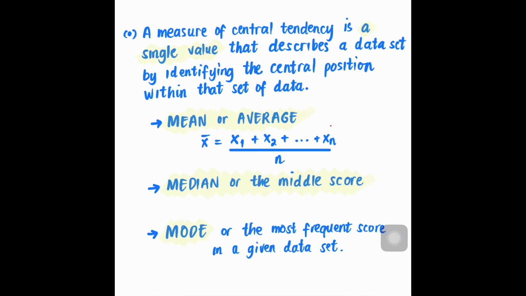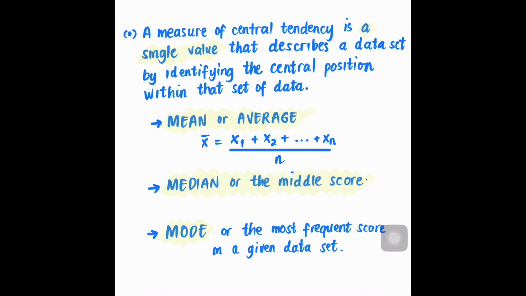So the formula in finding the mean or the average is mean equals x sub 1 plus x sub 2 plus all the way to x sub n divided by n. This tells us that we need to add the different scores or the given data divided by the total number of scores, and we'll get the average.